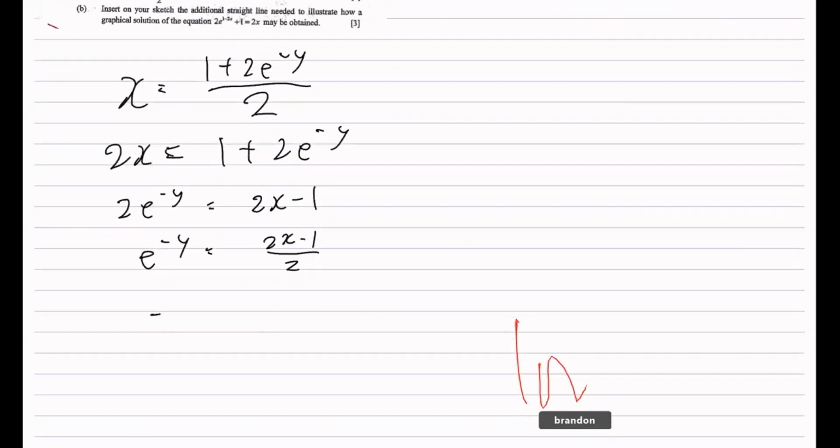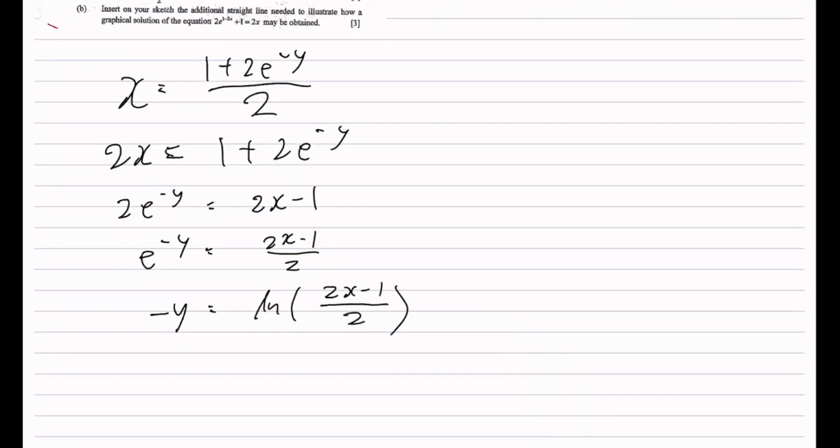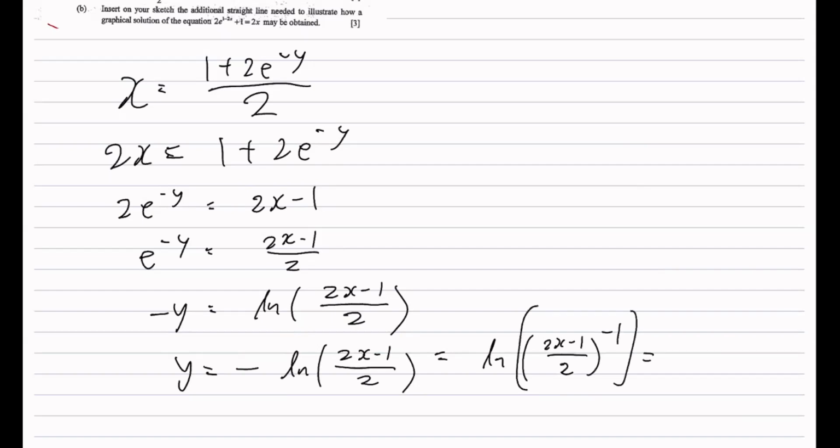Then ln. But you have an extra minus, so negative bring in, to bring it over to the other side. But negative 1 can bring up as a power, so you can flip the fraction. So you get ln of 2x minus 1 over 2 to the power of negative 1, which is ln of 2 over 2x minus 1. Okay?